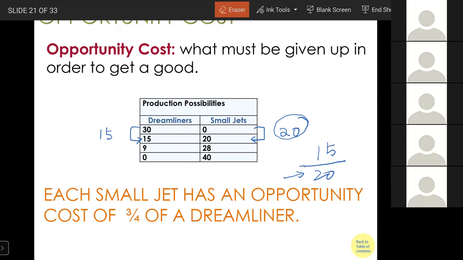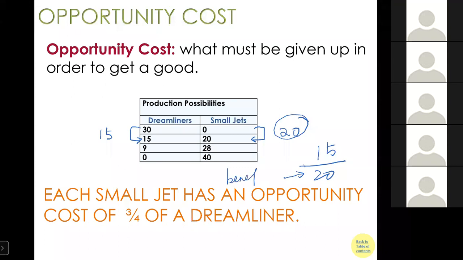This is on the denominator. That is the benefit. You want to gain 20 small jets. On the top, this is your cost. You have to give up 15 Dreamliner, right? So what is the opportunity cost? It's the cost you must give up in order to gain something. So 15 divided by 20 is the opportunity cost of small jet.